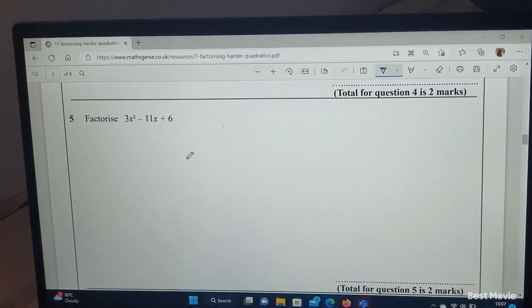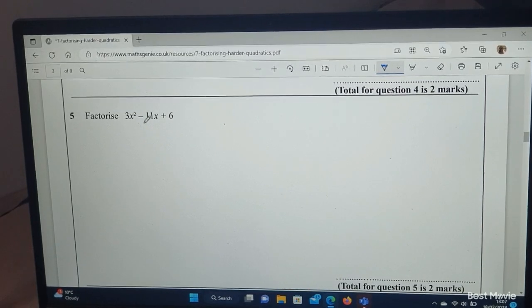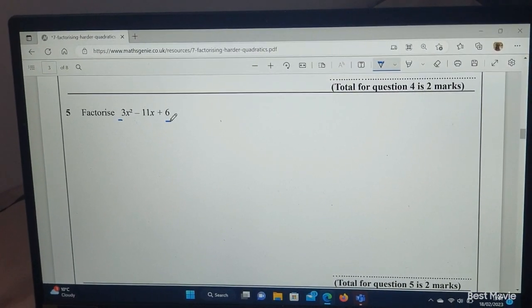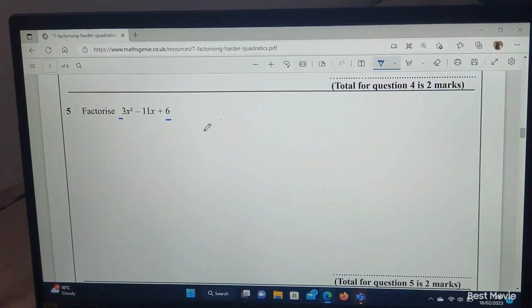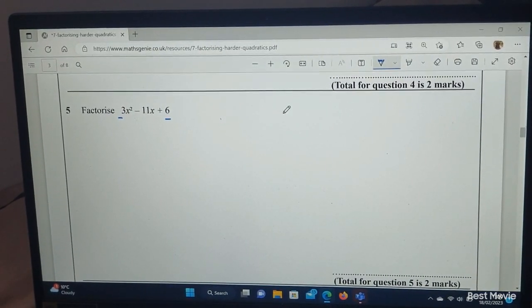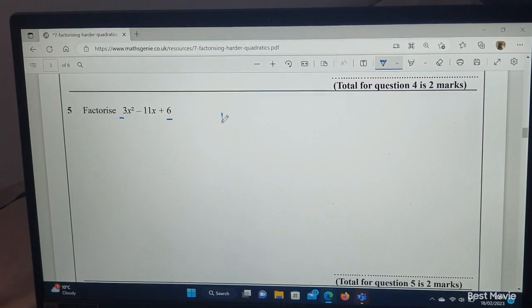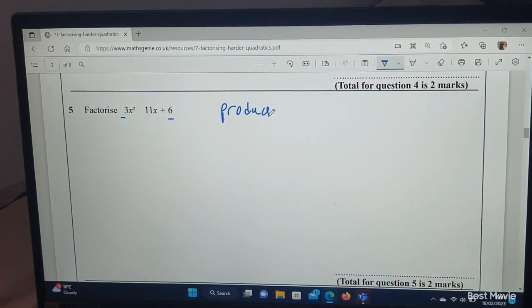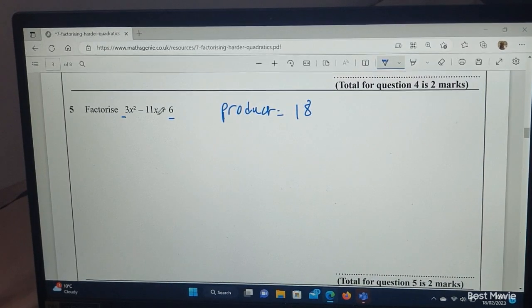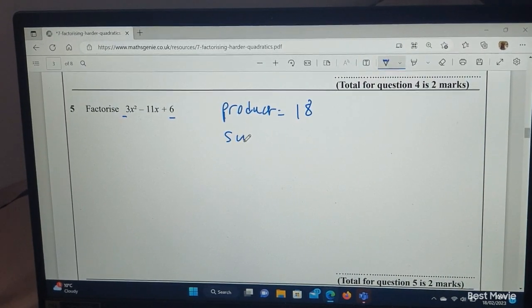Okay, for this question, we've got 3x squared minus 11x plus 6. You can pause the video at any point and have a go yourself, and then carry on playing the video to check if you got it right. So 3 times 6 is 18, so the product is 18. Minus 11 is the sum.